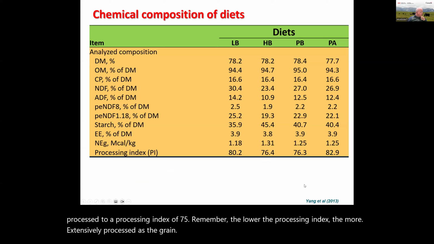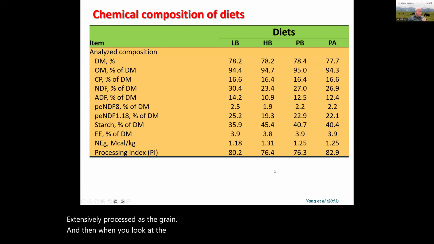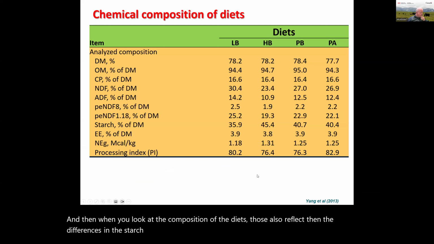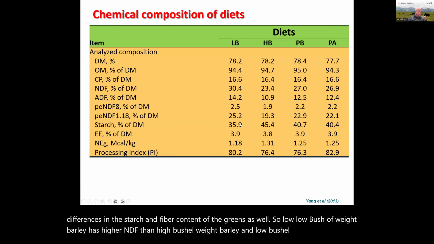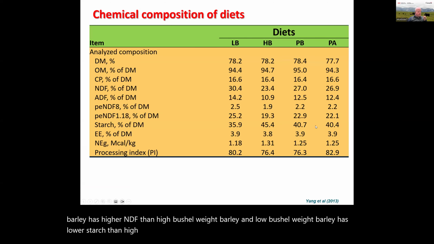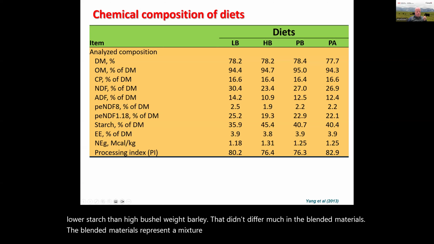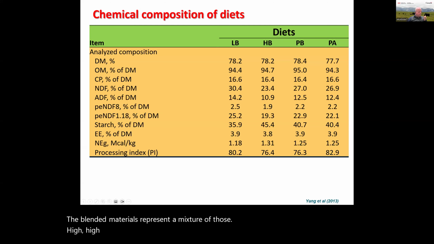And then when you look at the composition of the diets, those also reflect then the differences in the starch and fiber content of the grains as well. So low bushel weight barley has higher NDF than high bushel weight barley, and low bushel weight barley has lower starch than high bushel weight barley. That didn't differ much in the blended materials. The blended materials represent a mixture of those high bushel and low bushel weight barleys.